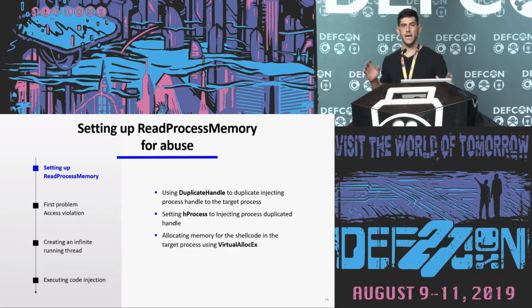Okay, so let's start setting up ReadProcessMemory. The first parameter we need to set up is hProcess. We can set it up by using DuplicateHandle. So we're going to duplicate the handle of the injecting process into the target process, and then we have the handle inside the target process. We can use it as hProcess. Then we will allocate memory for our shellcode. The dummy stack we already allocated earlier. The base address of the shellcode we already know because it's in the injecting process, and the size of the shellcode we already know because it's also something we know in the injecting process.